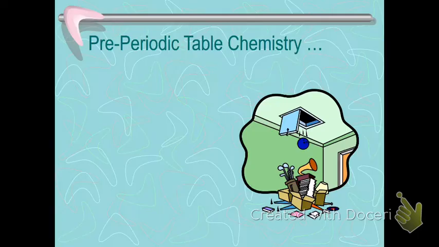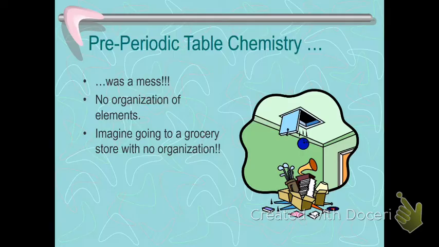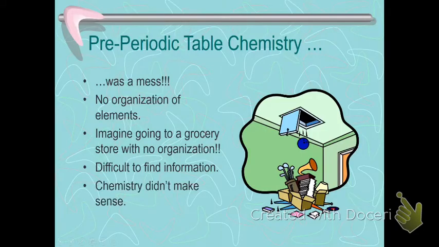Before we had the periodic table, it was a huge mess. We had elements that we knew, but they weren't arranged at all. People had to kind of guess at what the properties were. It's like going to the grocery store and there's 10 different cereals on 10 different aisles, and you have to walk all over the place. So it was a way to organize the chaoticness of the elements known at the time. It was also difficult for people to find information, and it just didn't make sense.